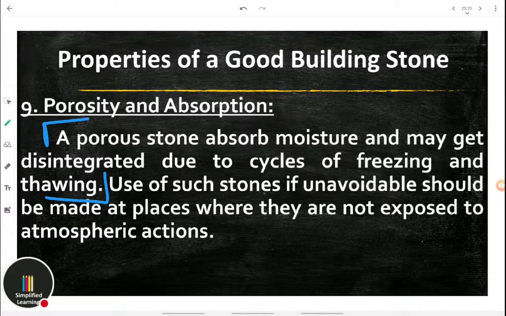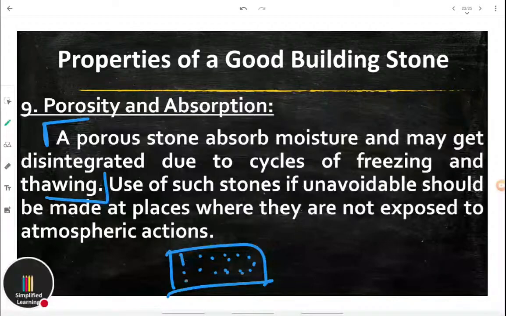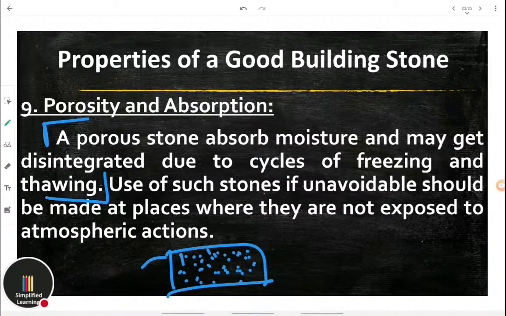Now let's see what happens when a porous stone is there. For example, a stone is having large cavities or so many pores that when rainwater is coming, or any action of water or even moisture, and it is entering the voids, what will happen? When the cycle of freezing and thawing takes place, what is the cycle of freezing and thawing?